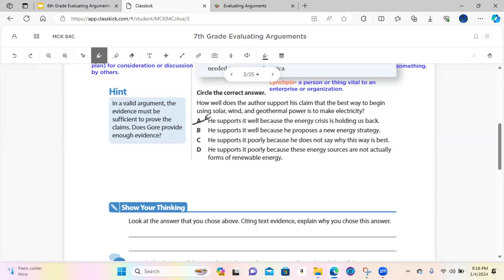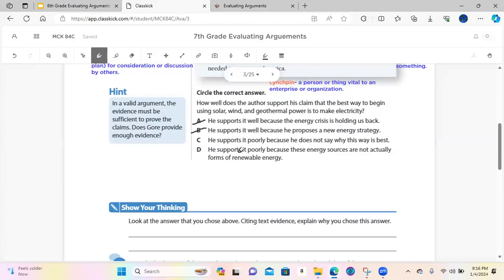So choice A is incorrect. Saying that the energy crisis holds us back doesn't explain why the best way to regain control is to use renewable energy to make electricity. So let us look at choice B. He supports it well because he proposes a new energy strategy. What do you think? So choice B is also incorrect. Gore is proposing a new energy strategy, but doesn't explain why this way is the best. So let's cross that one out.